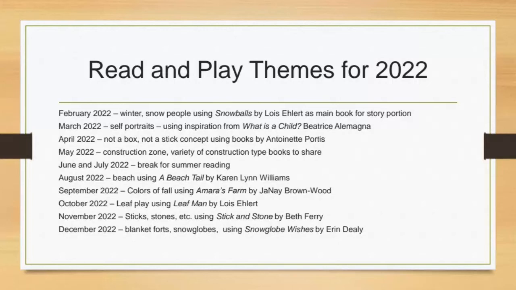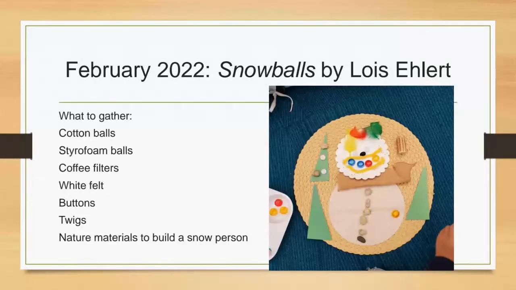These are our themes for 2022. We didn't do one in January, but then February through December, well, I've done through October. These are the books that I used, and the theme concept that we did along with the different programs for that month. Like I said, it's once a month, and I'm going to show you some photos of examples of what we did. We did snowballs in February.